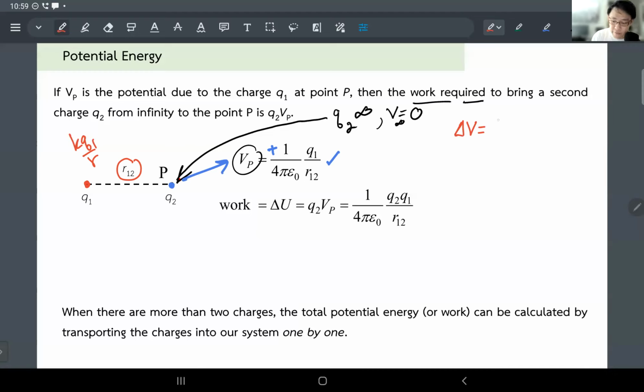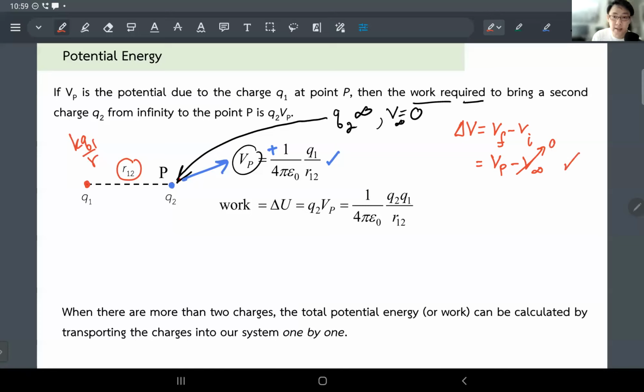Potential difference is final minus initial all the time, right? That's what we always keep saying. Delta, change, is always final minus initial. So the final is at point P. The initial is at infinity, so far away, which you know goes to zero. So that means the potential difference between point P and infinity is just V at P.